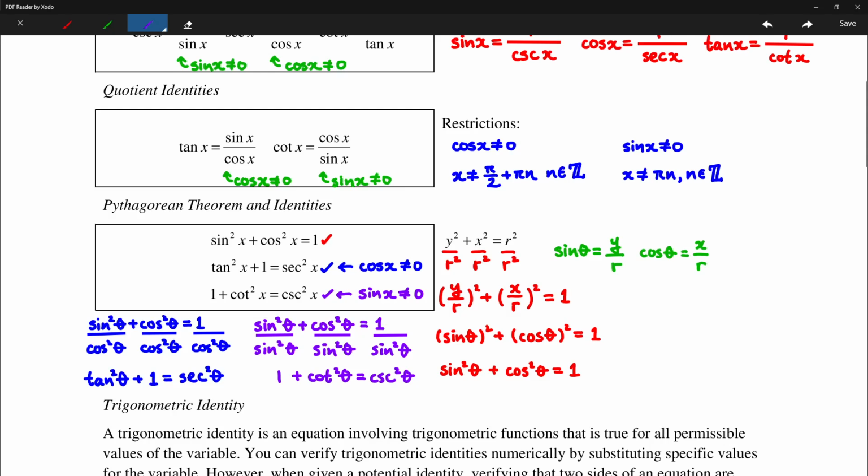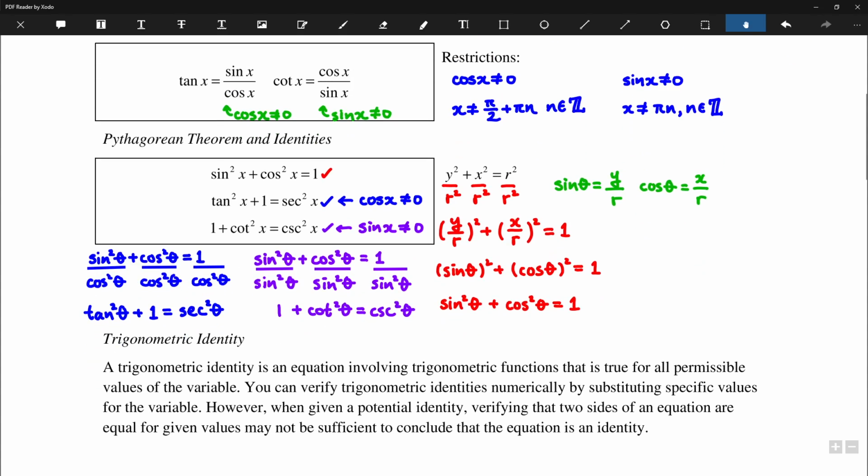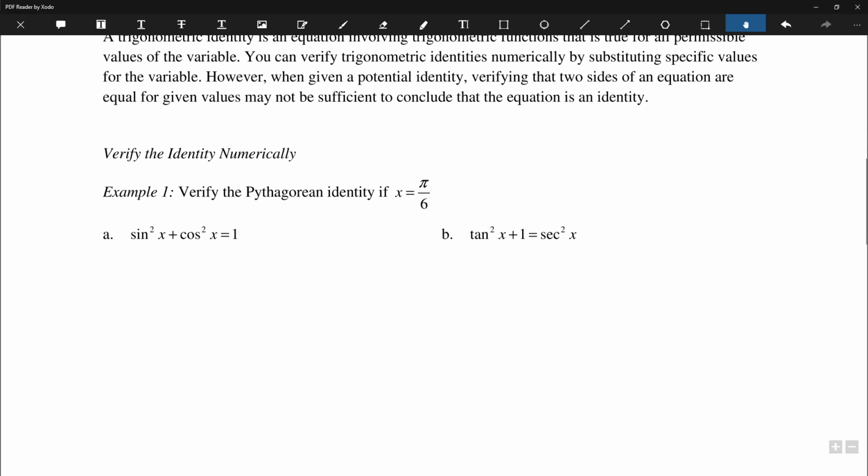Okay, so these trigonometric identities are trigonometric expressions, not functions, that are true for all permissible values. So it's important to identify the restrictions like we did earlier. And we can verify these trig identities by substituting specific values into them, but it doesn't in any way prove the identity, because just because an identity works for a specific value, it doesn't mean it works for all permissible values. So that's a little bit different. But for right now, what we're going to do is just verify some identities numerically by substituting in pi over 6 as x, and see what happens.